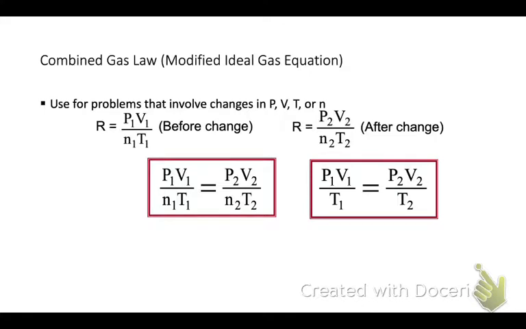Now, if the moles are the same, what does that mean in a question? How do you know that? It means they are talking about one sample, and there is no mention that they lost any of the sample or added anything to it. That indicates that the number of moles is constant. In this case, I only use P1 V1 over T1 equals P2 V2 over T2. Why? Because if the moles are constant, they simply cancel out of the equation. That's mathematically correct. So let's look at this together.